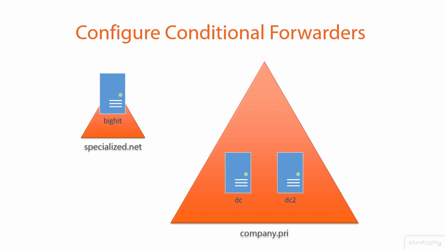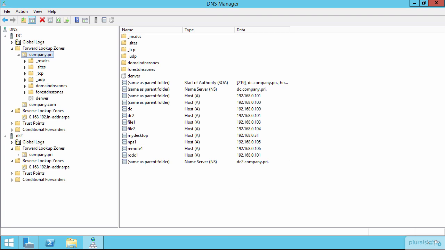Conditional forwarders are great when you just don't want to have to deal with the contents of the zone, but they do have the limitation that you do have to have network connectivity in order to complete the resolution. So let's say that we want to create that conditional forwarder that redirects all the name resolution requests for clients in specialized.net over to the server bighit.specialized.net.